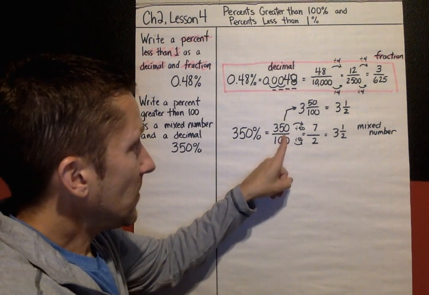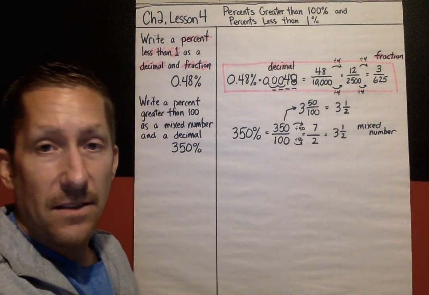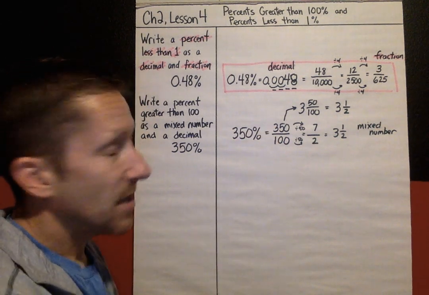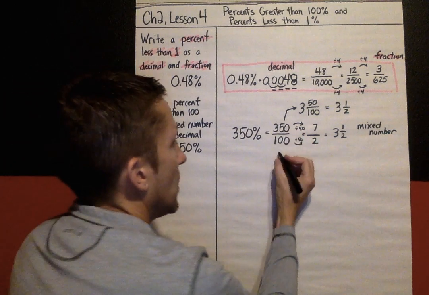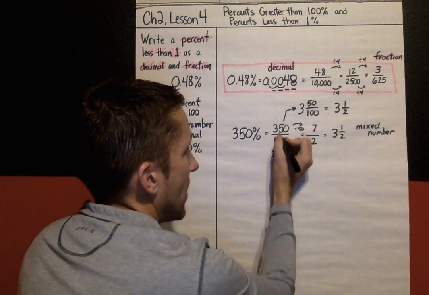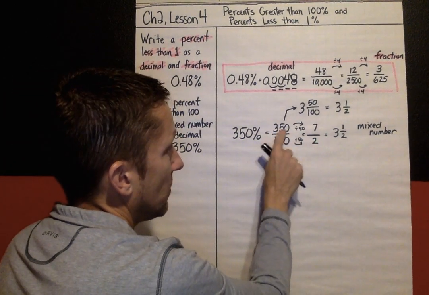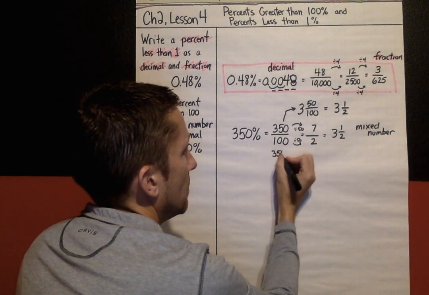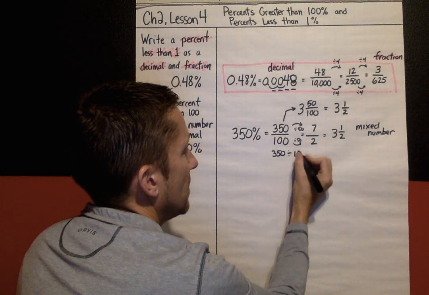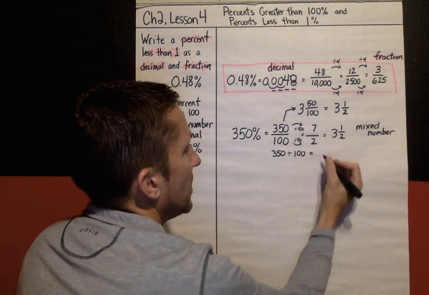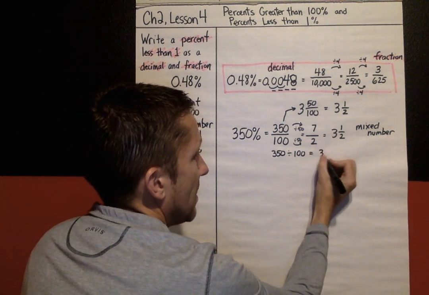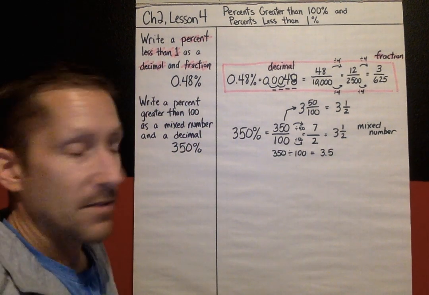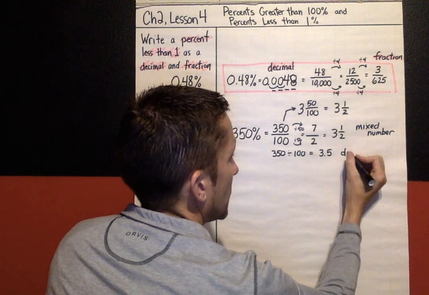Remember that anytime you have a fraction, improper or not, you can divide it to change it into a decimal. So using my calculator, I'm going to do 350 divided by 100. I type that in my calculator, and I get 3.5. So there is my decimal.